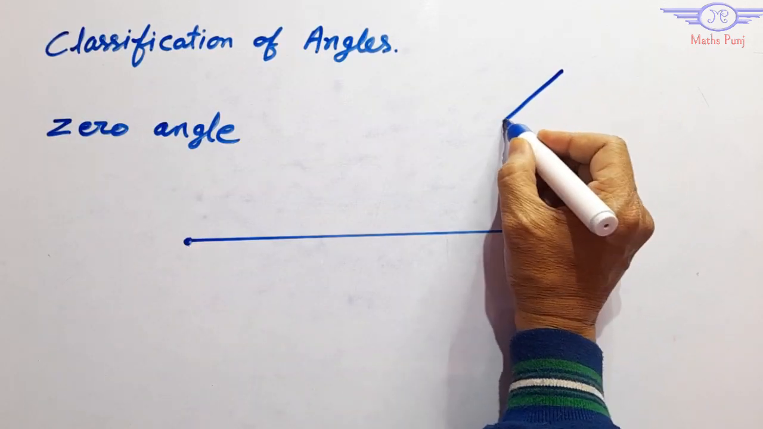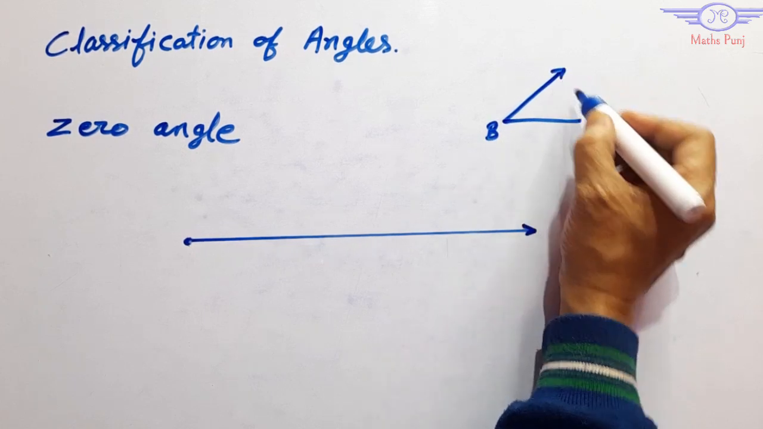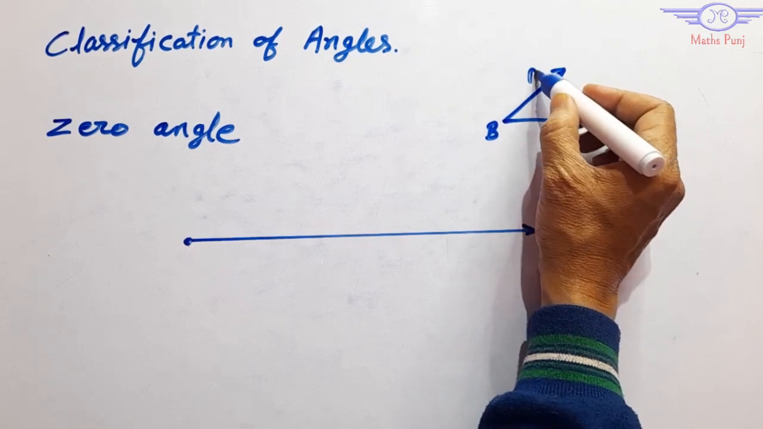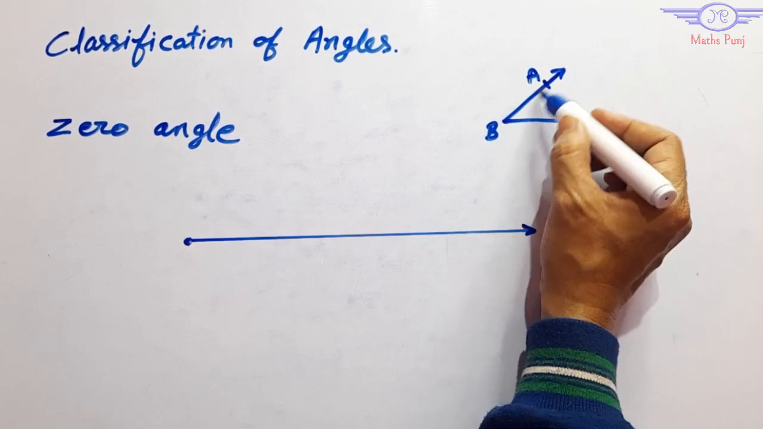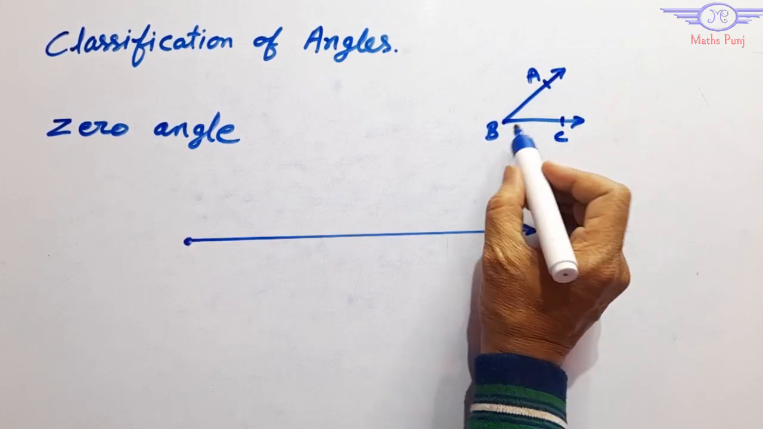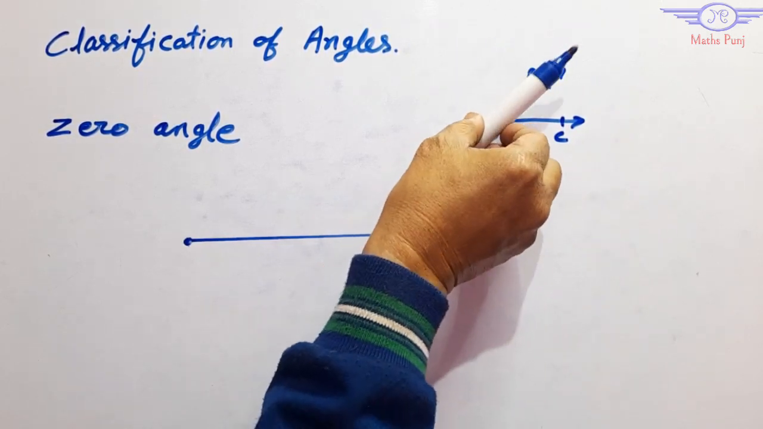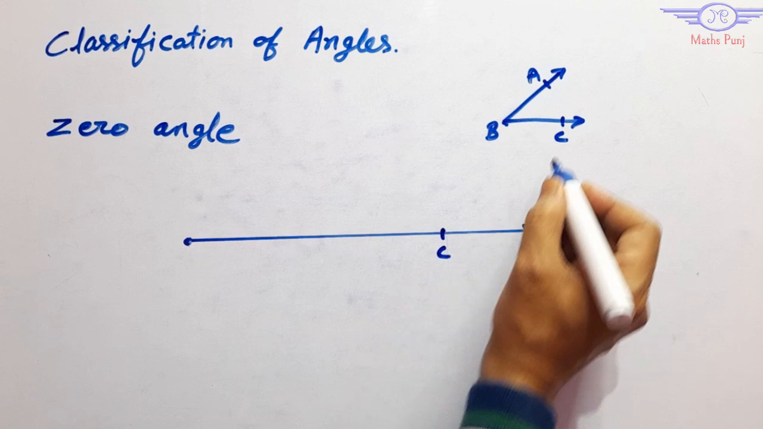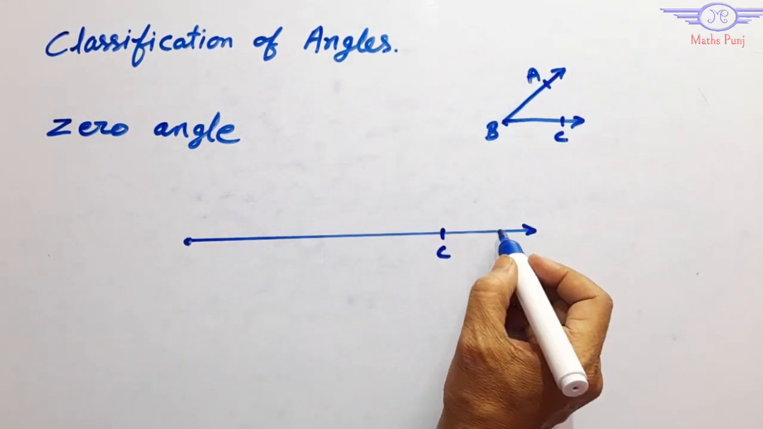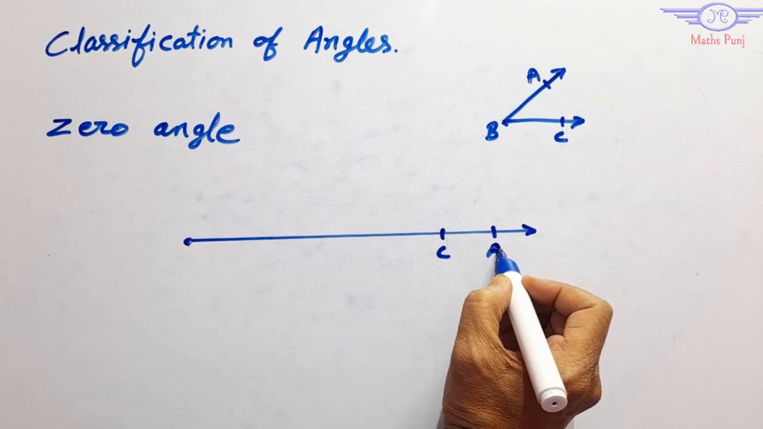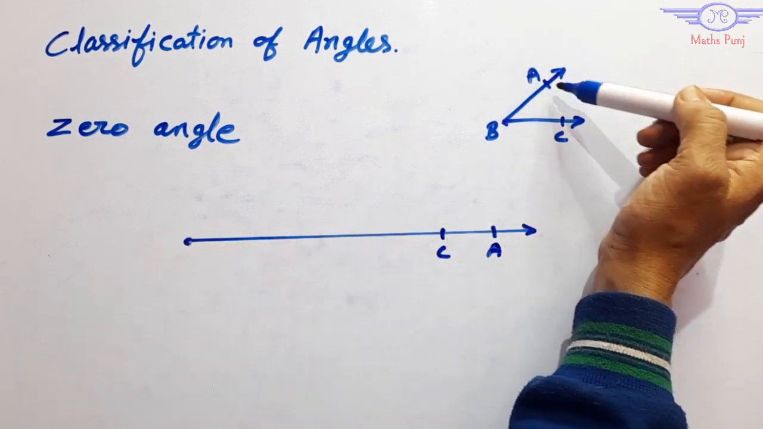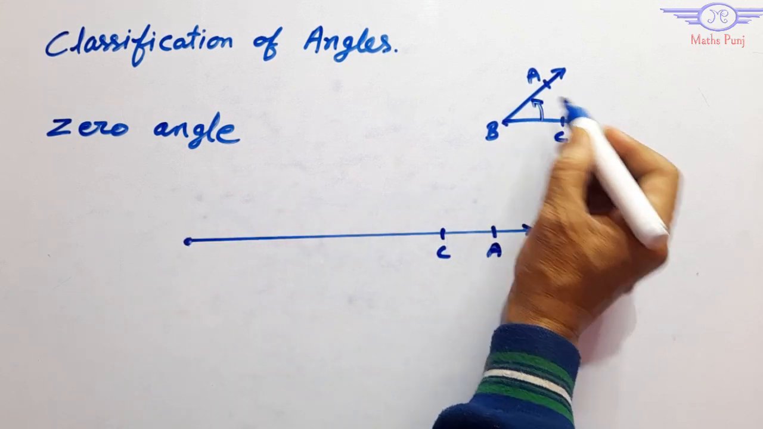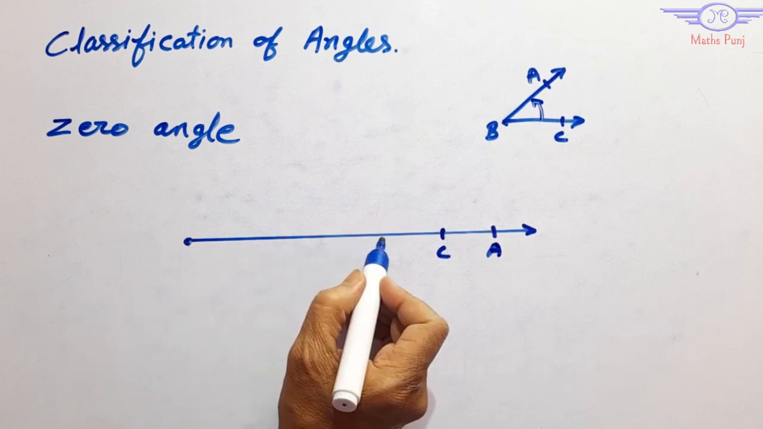This is the common end point of the rays, B. This is the ray, and the arm denoted by A is here, and this is C. These are the arms, the BA arm and the BC arm. If one arm coincides with the other arm, this point is C and this arm is inclined to the BC ray, this is A. So when the two arms of an angle coincide with each other, there is no angle formation between these two rays. This is the zero angle.